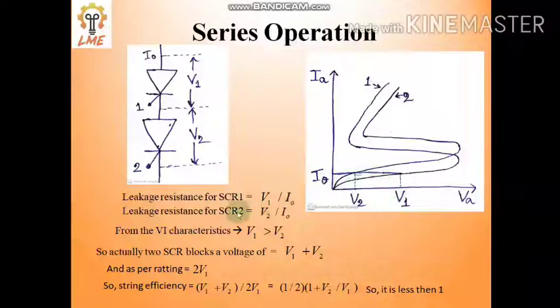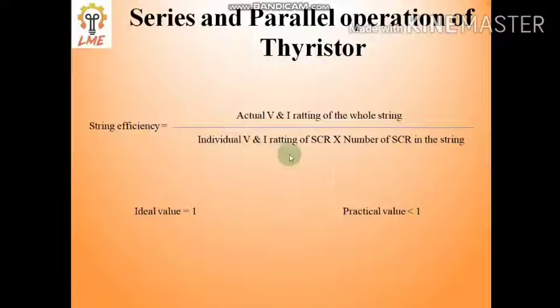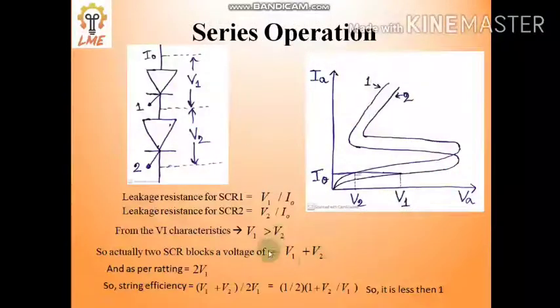As per the diagram, we can see that V1 is higher compared to V2. So practically, ACR1 and ACR2 together block how much voltage? V1 plus V2, simple. But as per the rating of ACR1, they should be blocking V1 in each of the 2 ACRs, that is why 2 times V1. We take the individual VI rating of an ACR, that is V1, and the number of ACRs is 2, that is why it is 2V1.